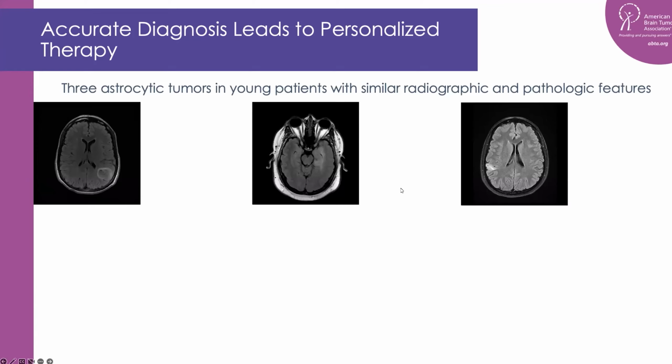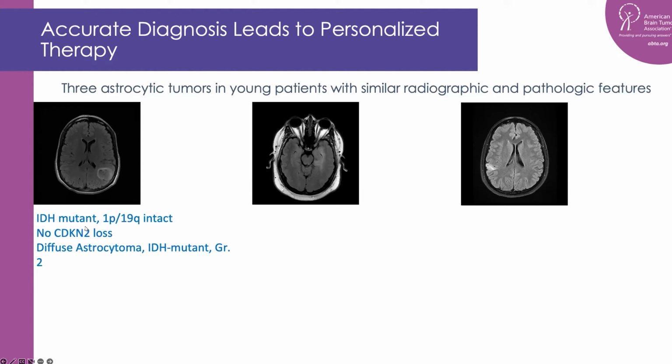And these tumors did not enhance, so they didn't have high-grade imaging features. From imaging and initial pathology, they all look very similar. They were low-grade astrocytomas. But when we start looking at the molecular alterations and doing the tumor sequencing, we see some big differences.